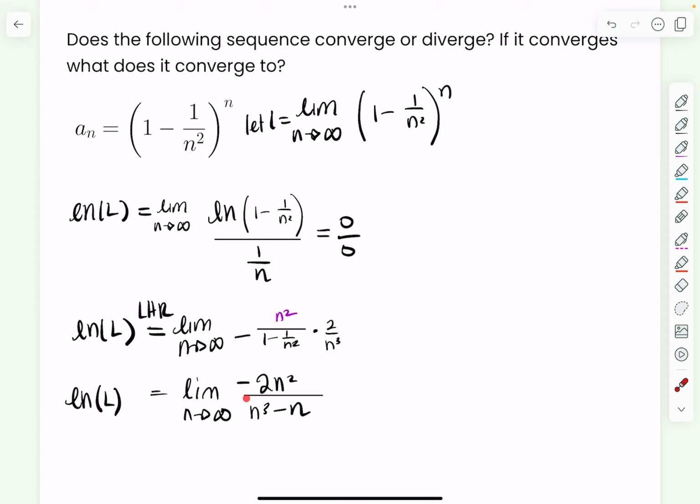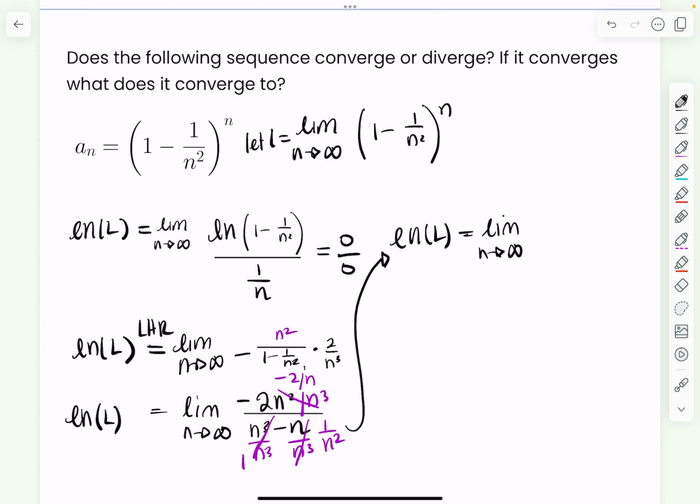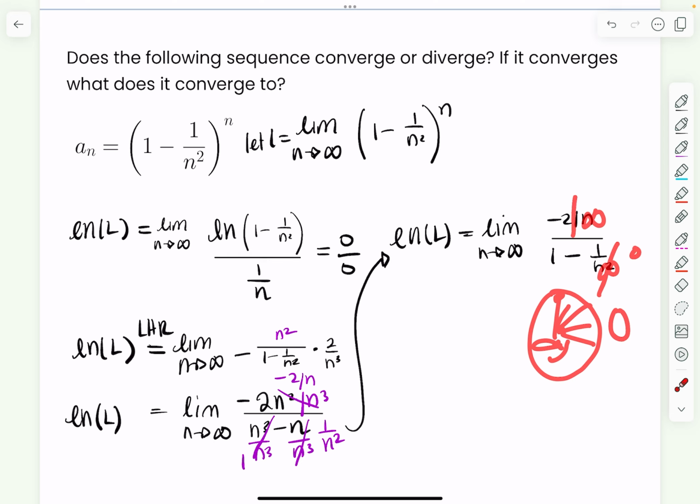And now we have a really nice fraction with polynomials, a rational fraction, so we can divide every term by the term with the largest power in the denominator, which is this n cubed right here. So we would divide everything by n cubed. This just goes to 1, this goes to negative 2 over n, and then this goes to 1 over n squared. So now we have negative 2 over n over 1 minus 1 over n squared. And then if we plug in infinity, this is infinity, this is infinity. 1 whole divided into infinitely small pieces becomes so small it goes to 0, so this goes to 0. This also goes to 0, so we have 0 over 1, and that is just 0.